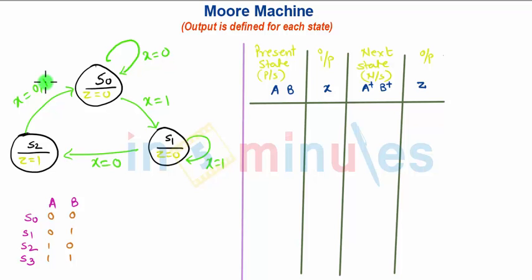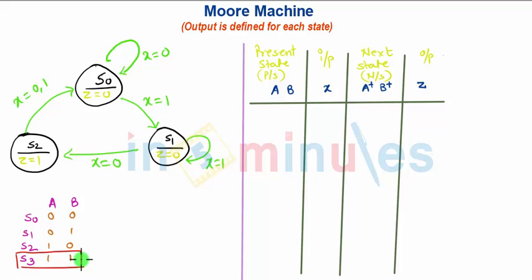There are three states, so we require two state variables. So we have taken variable A and variable B. S0 corresponds to 0 0, S1 corresponds to 0 1, S2 corresponds to 1 0 and S3 corresponds to 1 1. Here S3 state is not used.